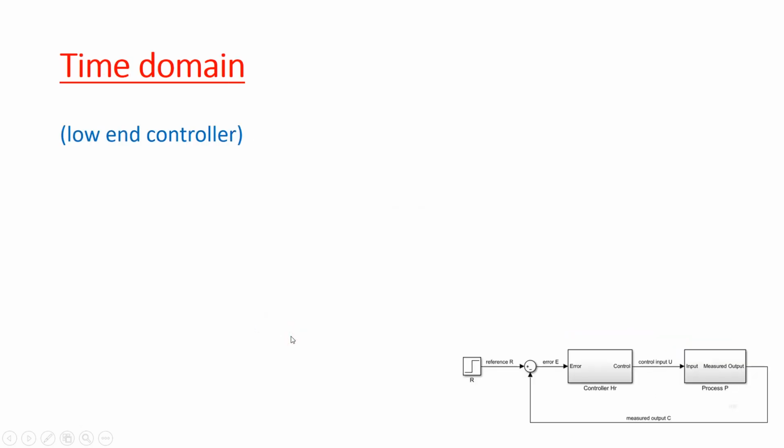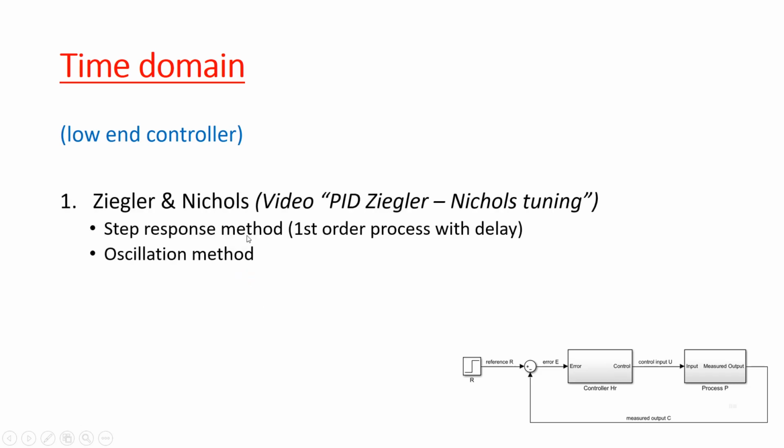Alright, and then there is for low-end controllers the time domain tuning methods. And there are a couple of tuning methods which you can use when you really want to use a low-end controller or when you are starting with control systems. Then it's always good to start with these kind of tuning rules. And important tuning rules which are really familiar to a lot of people are the so-called Ziegler-Nichols rules. There is a video also in this playlist which discusses the PID Ziegler-Nichols tuning rules.